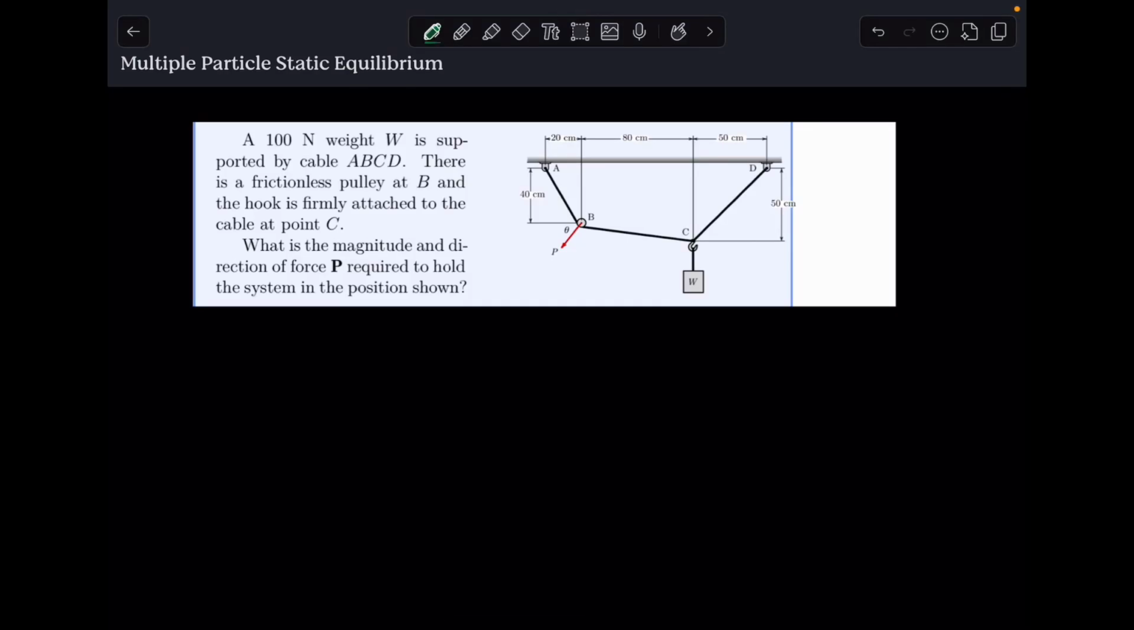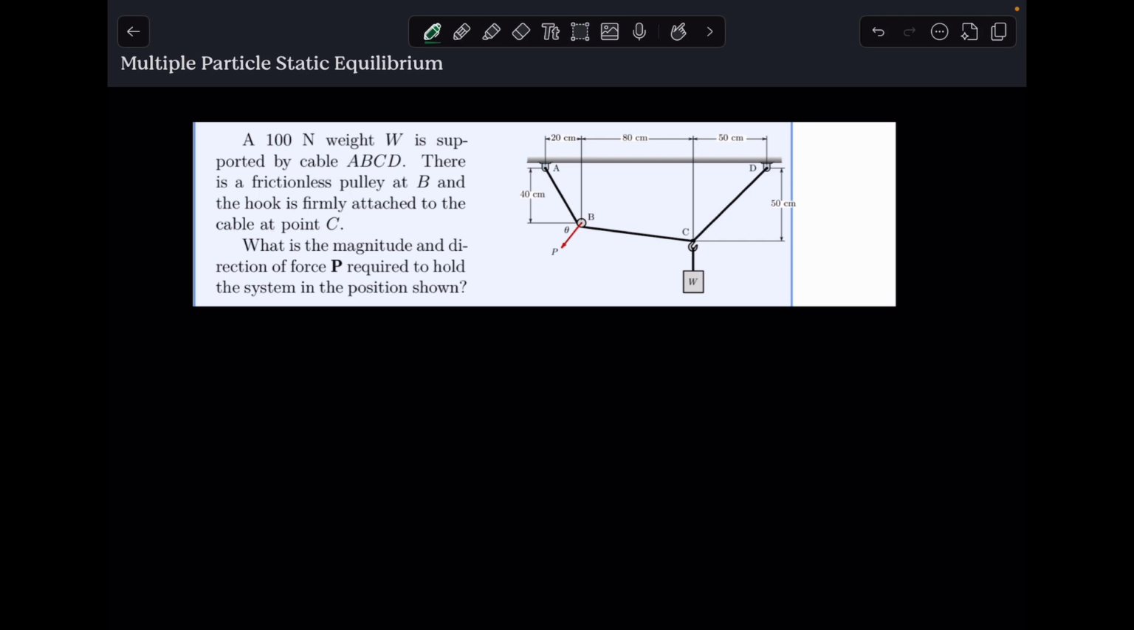Okay, so we're going to be going over a multi-particle static equilibrium problem. The problem reads: a 100 Newton weight W is supported by cable ABCD. There's a frictionless pulley at B, and the hook is firmly attached to the cable at point C. What is the magnitude and direction of the force P required to hold the system in the position shown?